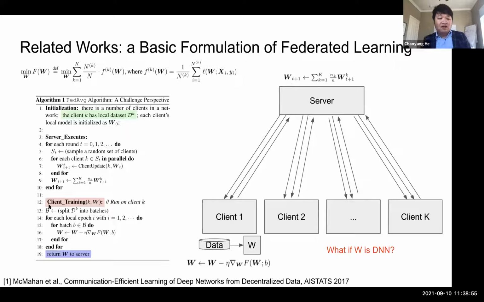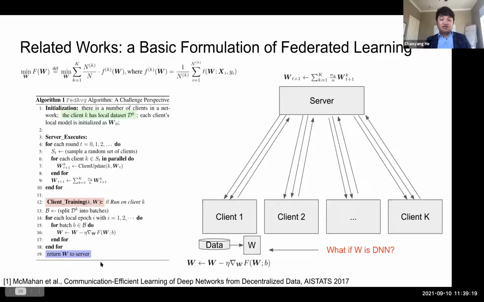The second one is that client training will be a bottleneck if the model size is very big. So here is the question: what if the W is super big? It's beyond the memory limit of the device. How can we handle that? So this is the second challenge. Normally we call it the system challenge: how to improve the system efficiency.